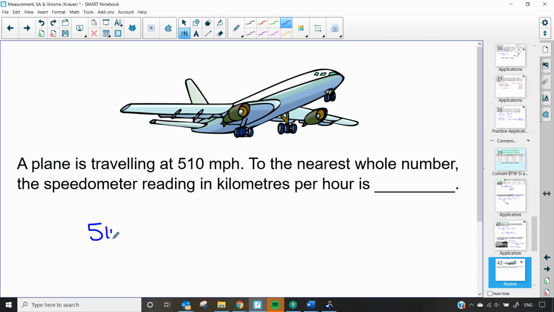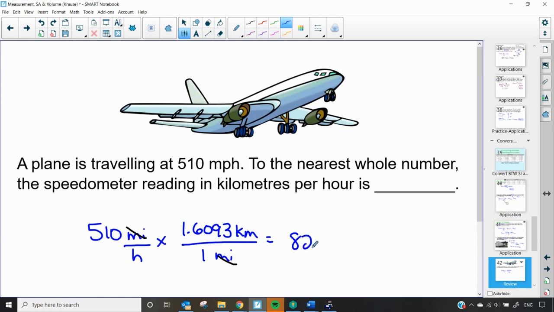So we start off with our 510 miles per hour. On our conversion chart, we have 1.6093 kilometers per mile. So times 1.6093 kilometers per 1 mile. Notice that my miles are canceling and I'm introducing kilometers. So 510 times 1.6093 gives me 820.743 kilometers per hour, or to the nearest whole number is 821 kilometers per hour.